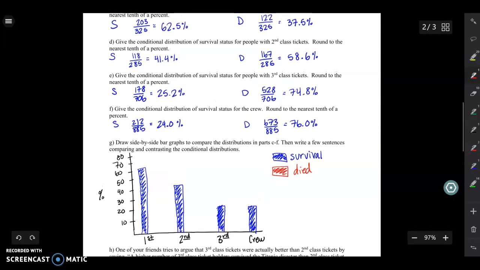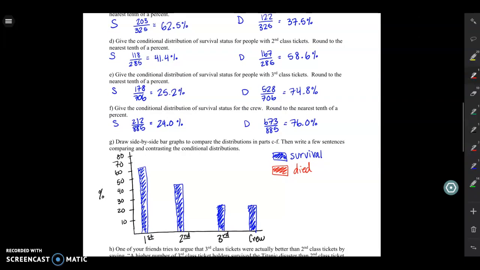Let's pull out our red marker, and we are going to sketch in some bars on the bar graph to show what percent of the people passed away or died. If you don't have colors, you can just shade the bar that survived and leave the bar of people that passed away unshaded. So for first class, I have 37.5% of my people that passed away. Then in second class, I had 58.6, so I'm going to go up to 58.6.